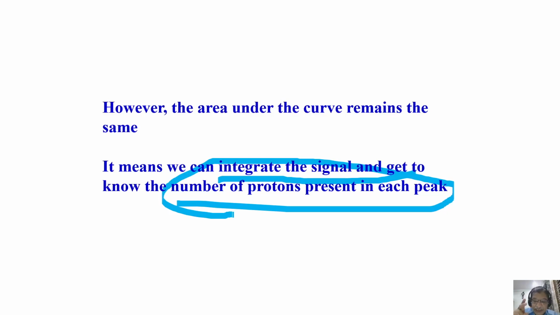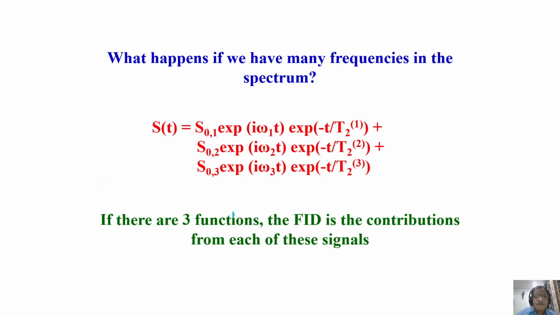So that means you can still continue to do the integration irrespective of whether the peak is sharp or broad. The area remains the same. It will not change. And still you can find out the number of protons present in each of these peaks.